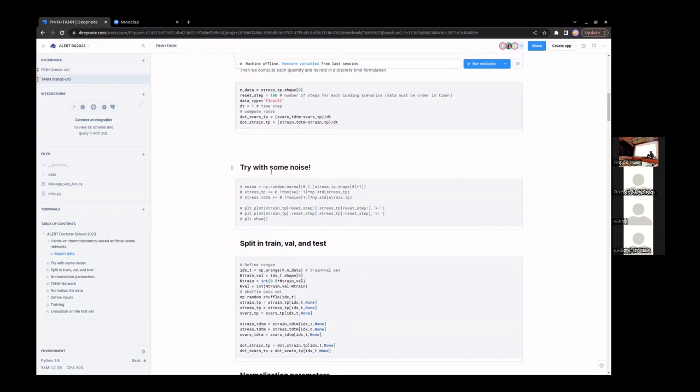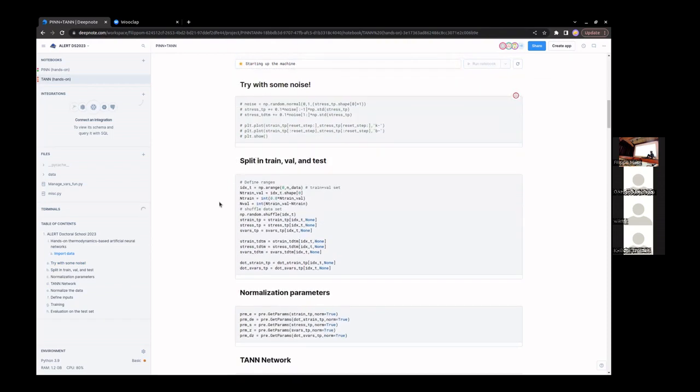Here is for you if you want to try some noise. I haven't put it here. Actually, probably I can execute the notebook if you want. So what we do is nothing else than what you saw before. Sorry, I implemented it in a very cumbersome way.